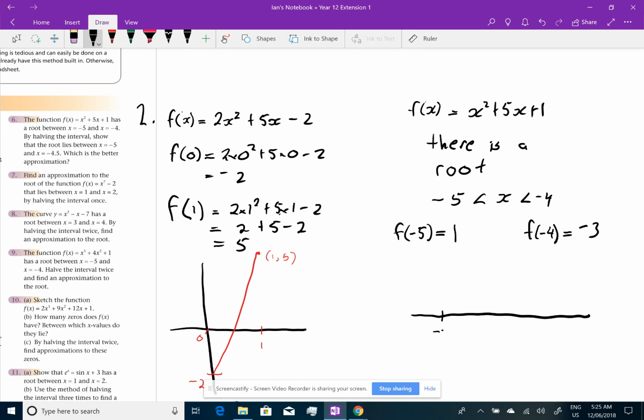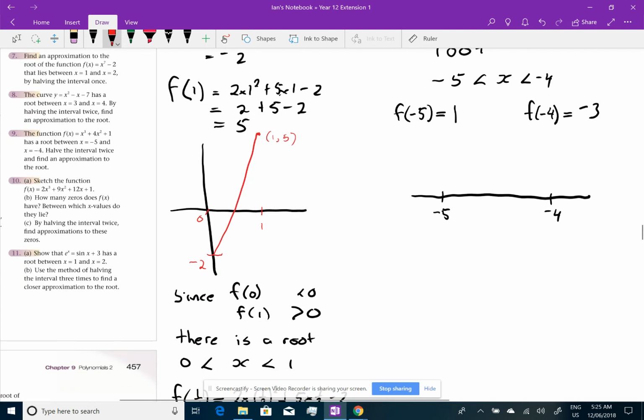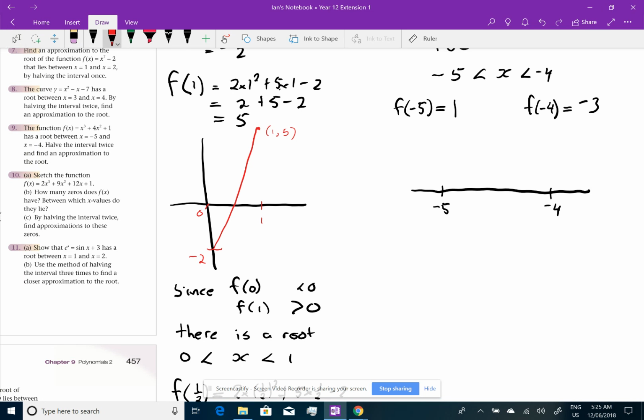Now, if I were to draw that, here's -5, and here's -4, I have to be careful here because you can't make this assumption. That's 1 unit above, and that's 3 units below. Now, we know that the parabola would be doing something like that. It might be steeper, it might be doing something else. But we don't know. Sometimes the function might go like that.